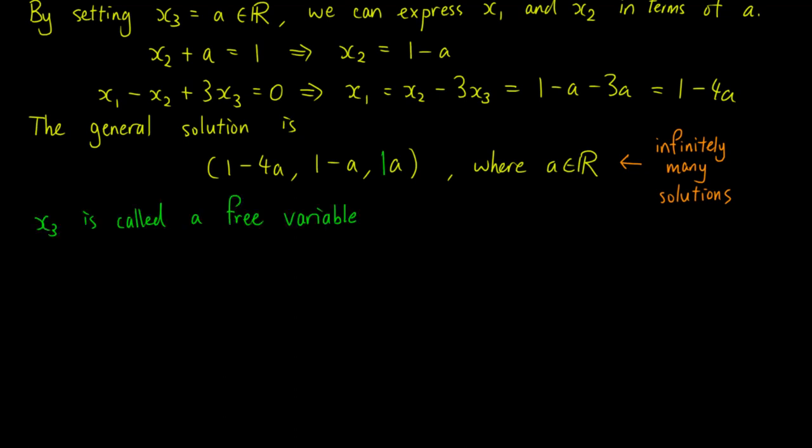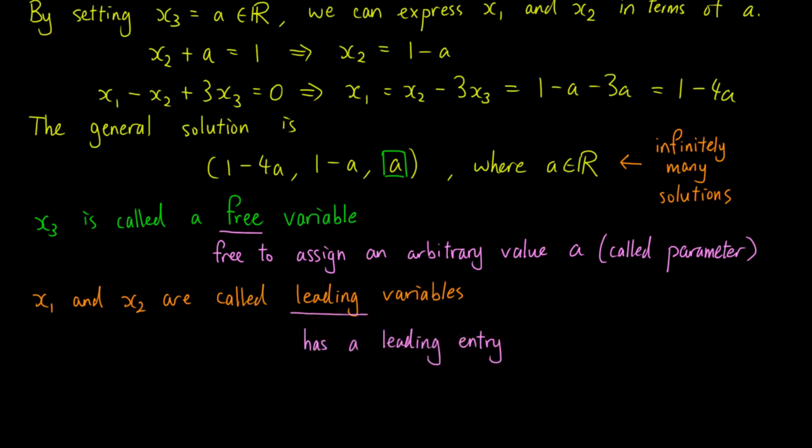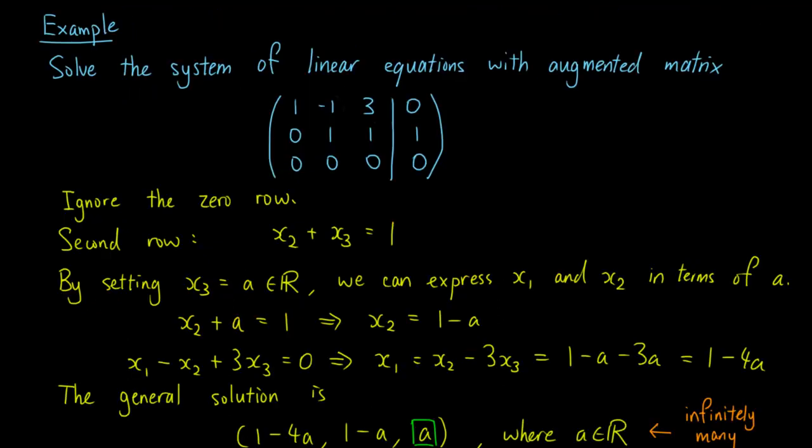x3 is called a free variable, which means that we are free to assign an arbitrary value to this variable, and we have assigned a in this case. a is also called a parameter, which means that its value can change, which will also change the solution. x1 and x2 are called leading variables, which means that they have a leading entry in the augmented matrix of the system. Indeed, the augmented matrix has a leading 1 in the first column and the second column, which correspond to x1 and x2 respectively.